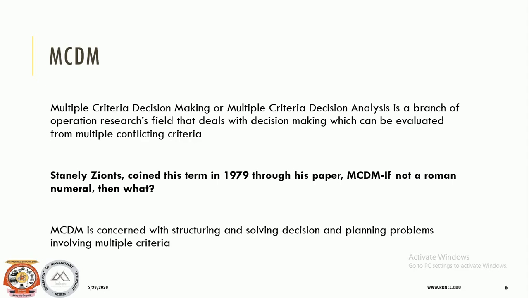And basically it is concerned with structuring and solving decision and planning problems involving multiple criteria. It means if we have multiple criteria and want to select a particular alternative, then we are going to narrow in, or we need to zero in, with the MCDM techniques only.